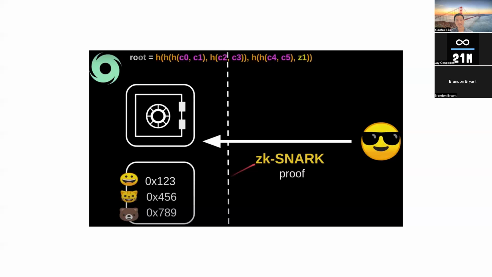So basically all the tools are there. Yes, you have the Merkle root, you have the hash table, and you also have the zk-SNARK.